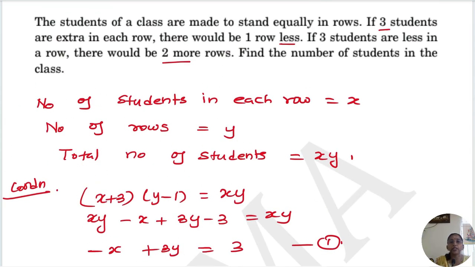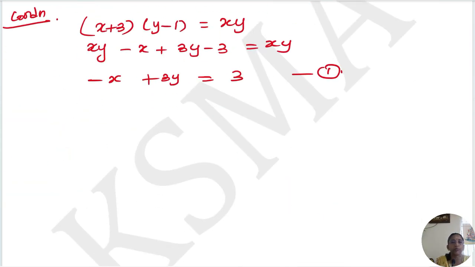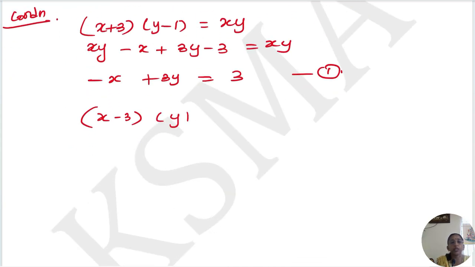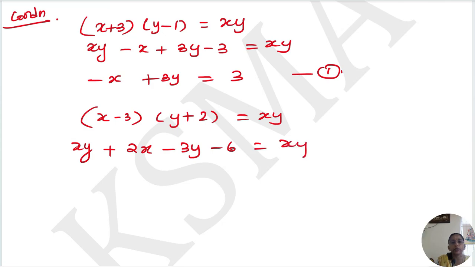Go to the second condition. If 3 students are less in a row, so x minus 3, and one row will be extra, what is given? 2 more rows, so y plus 2. So x minus 3 into y plus 2 is equal to xy. Now xy plus 2x minus 3y minus 6 is equal to xy. xy will get cancelled. So this is equal to 6. So this is our second equation.